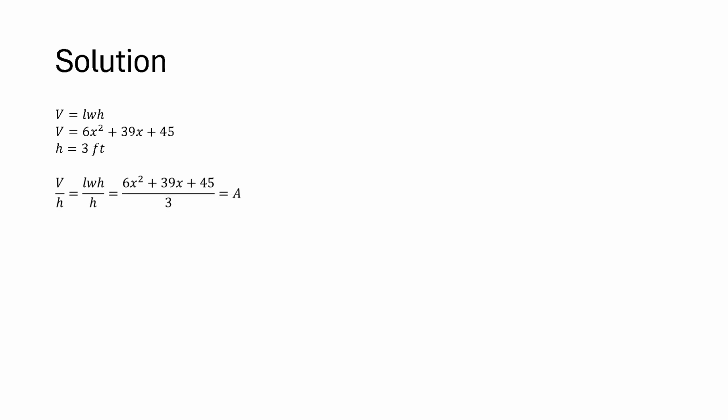Now, we need to remove the height from the formula of the volume to get the area, which is 6x squared plus 39x plus 45 divided by 3. And we will have our area. So our area now is 2x squared plus 13x plus 15. From this area, we can get what we need to find, which is the length and the width. Since it is in quadratic form, or with a power of 2 as the highest degree, we can use the X-box method.